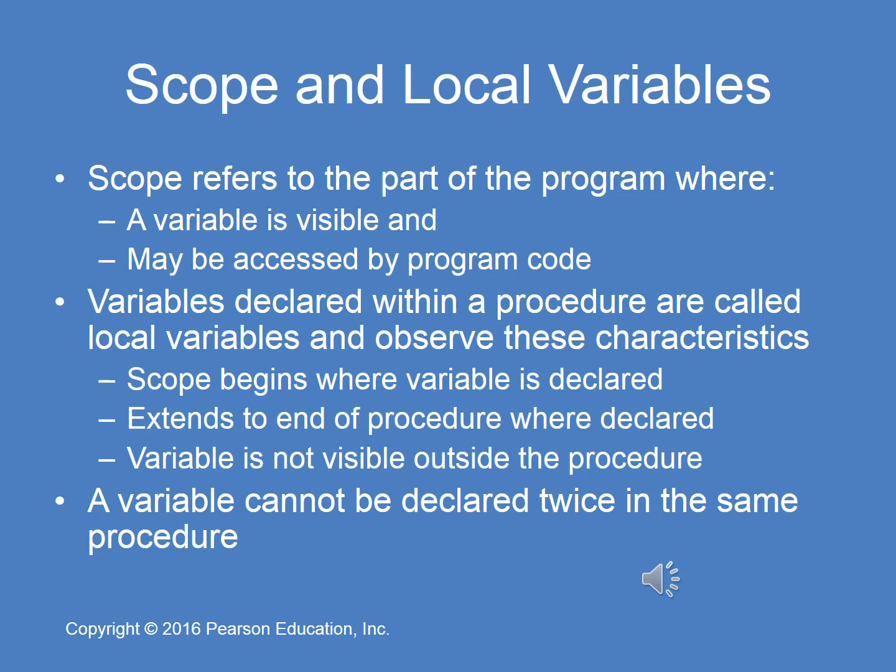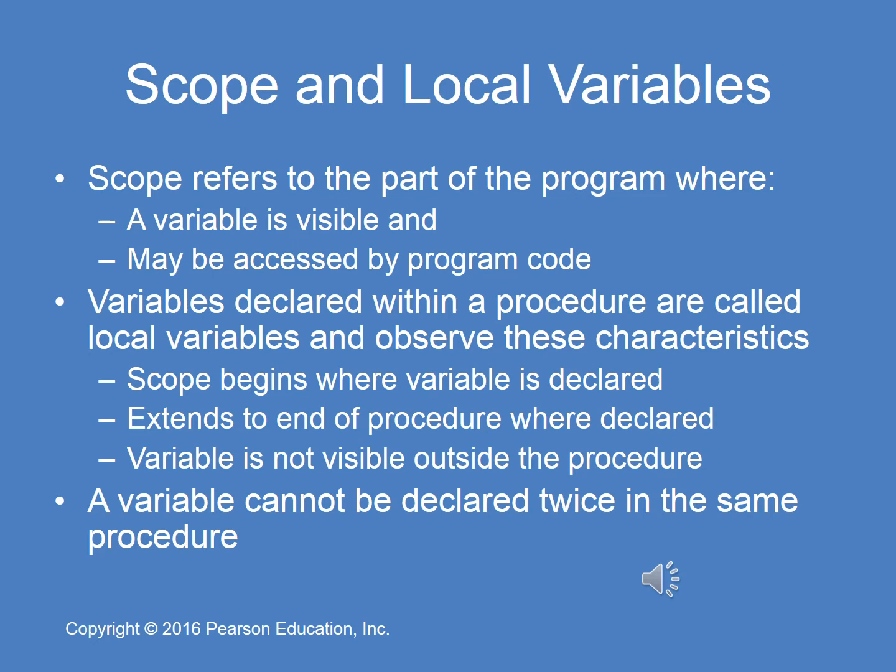Variables that are declared within a procedure, and an event handler would be a procedure, are called local variables, and they observe the following characteristics. The scope, its visibility, usability, its access begins where the variable is declared. So on the next line after it's declared, it can be referenced. And it extends to the end of the procedure where it was declared. However, the variable is not visible outside of the procedure.